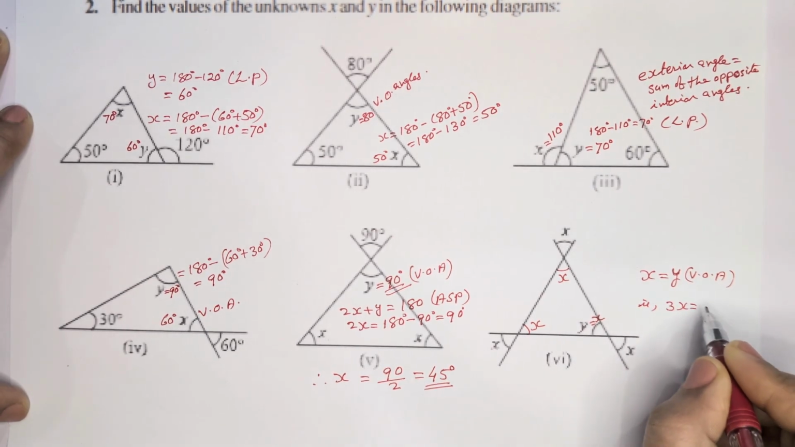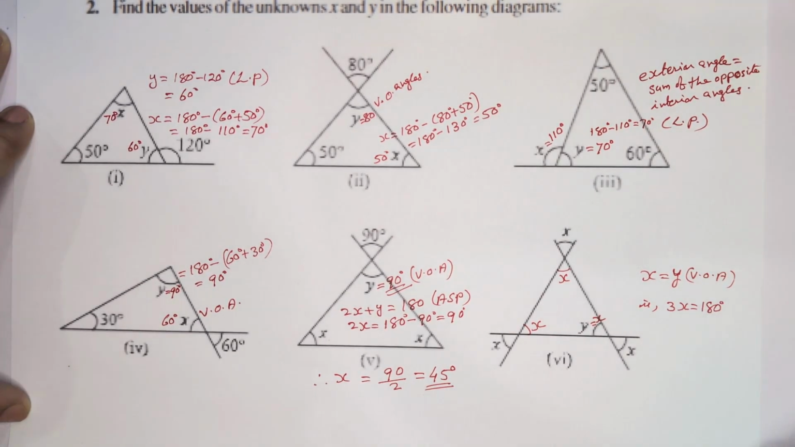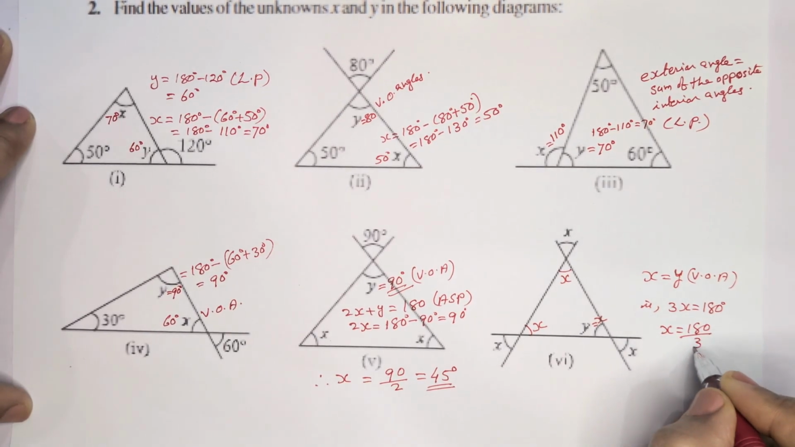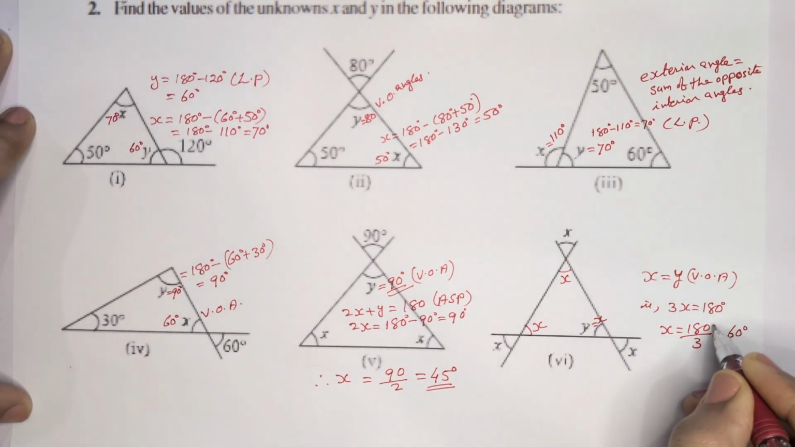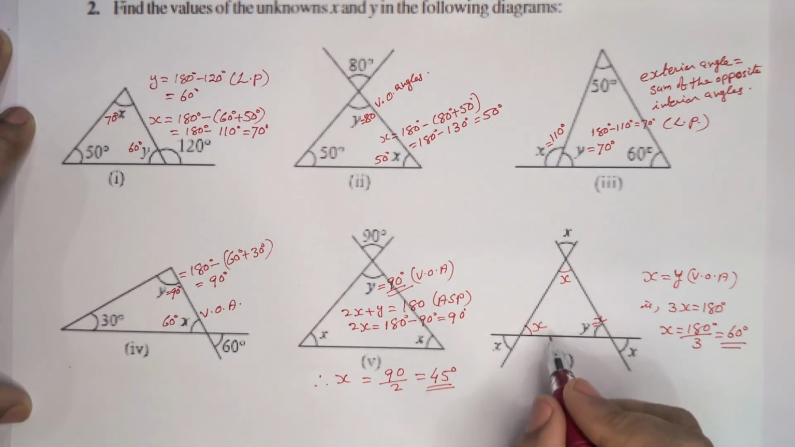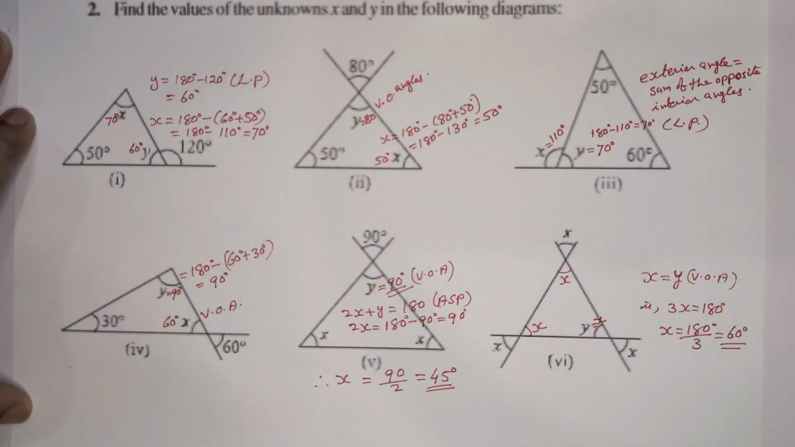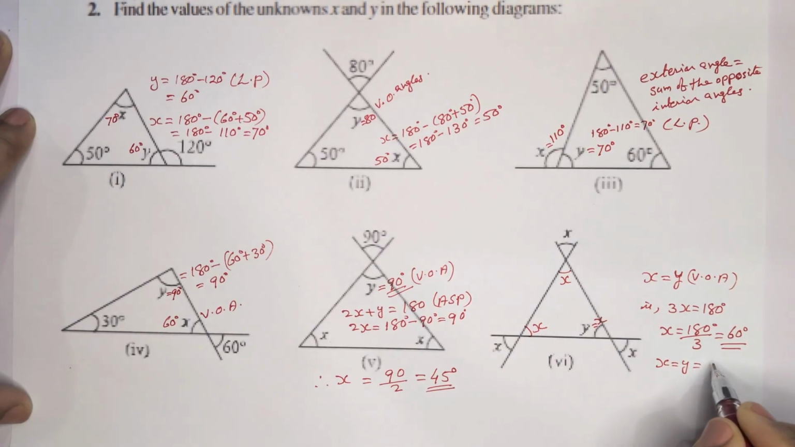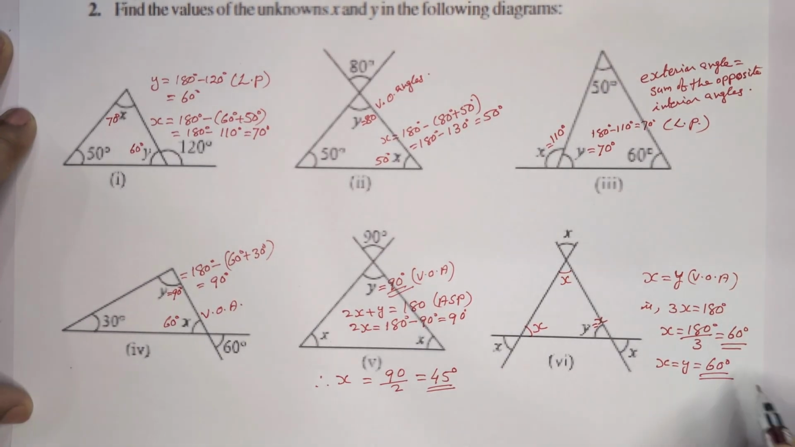Which means 3x is equal to 180, angle sum property, and x is equal to 180 by 3, which is equal to 60 degree. So each angle is 60 degree. And here we can write x is equal to y is equal to 60 degree.